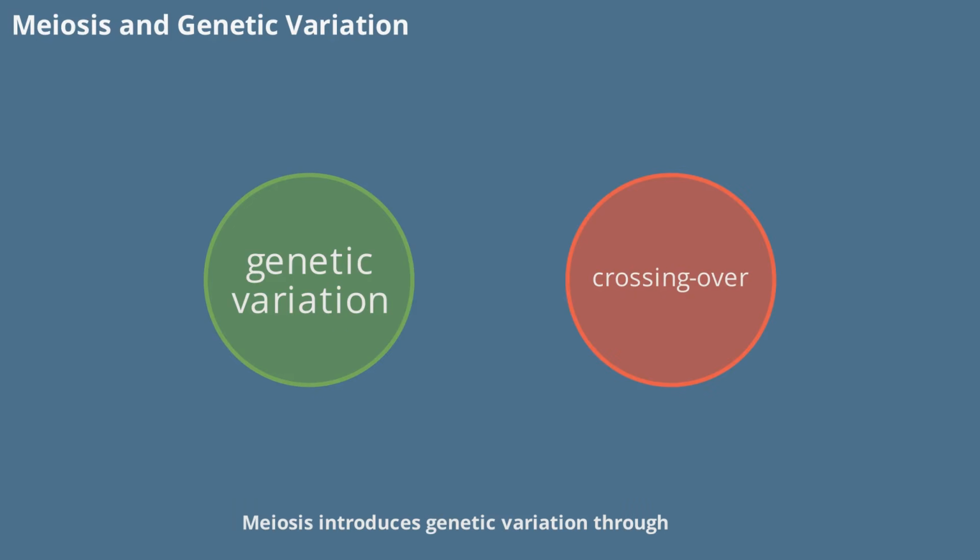Meiosis introduces genetic variation through processes like crossing over and independent assortment. These mechanisms ensure that each gamete is unique, promoting diversity in offspring. Genetic variation is essential for evolution and adaptation, driving the success of populations.